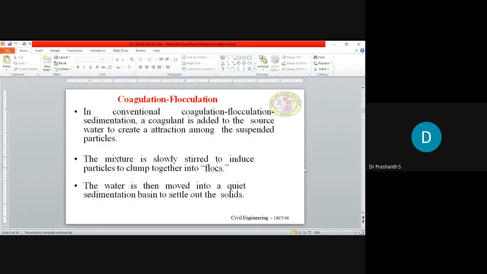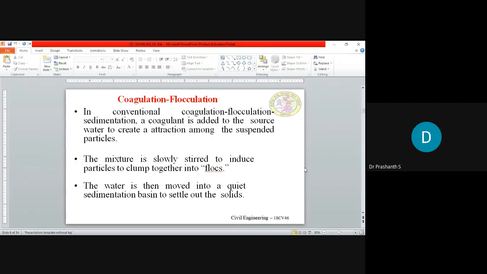What is this coagulation flocculation? In the conventional coagulation flocculation sedimentation process, a coagulant, meaning a chemical, is added to the source water to create attraction among the suspended particles. See, these colloidal particles move up and down, they never settle. In coagulation flocculation, they add a chemical. So these chemicals are going to stick to the mud particles and very fine colloidal particles.